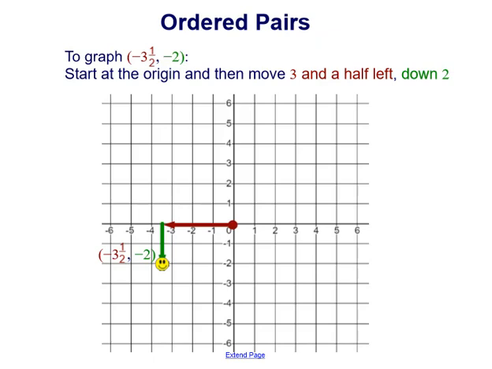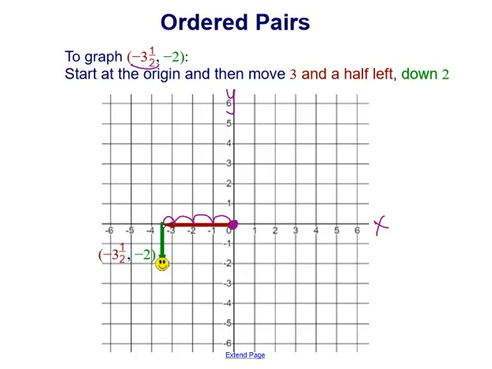Here's another example. It says to graph -3 1/2, -2. So we start at the origin, 0, 0, again where the x and the y axis are intersecting. And then we're moving 3 1/2 left, because the first number is -3 1/2. So we're going 1, 2, 3, and then halfway between -3 and -4 to show -3 1/2 in the left direction.